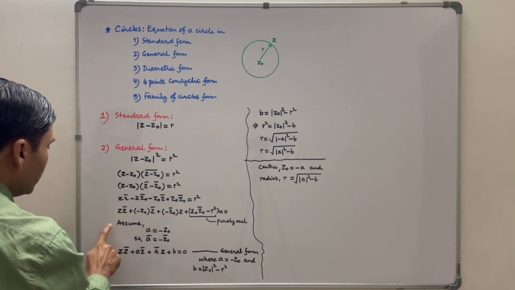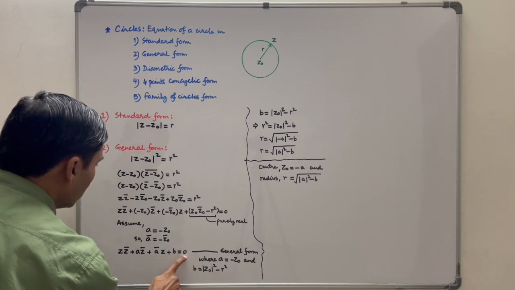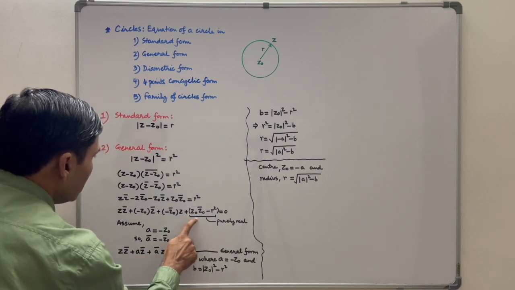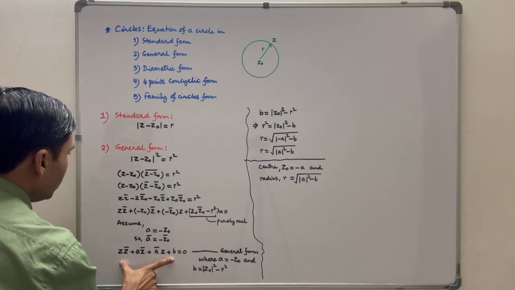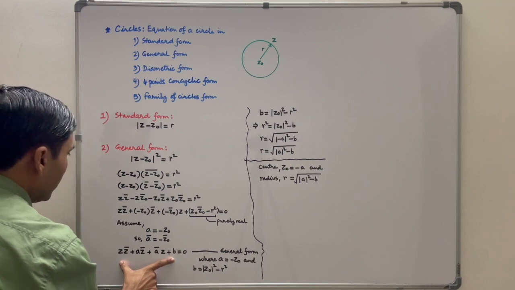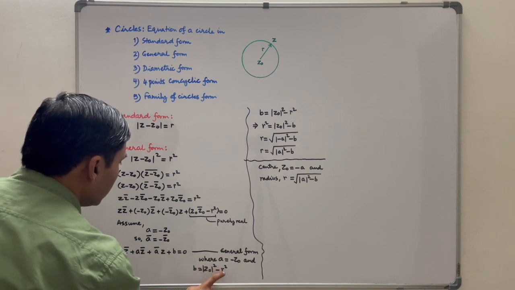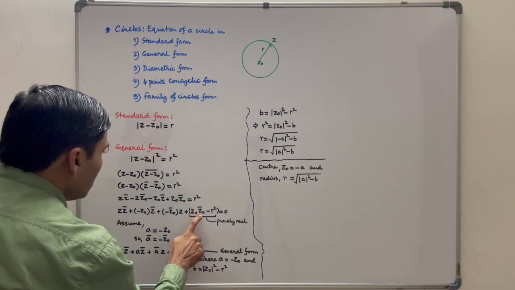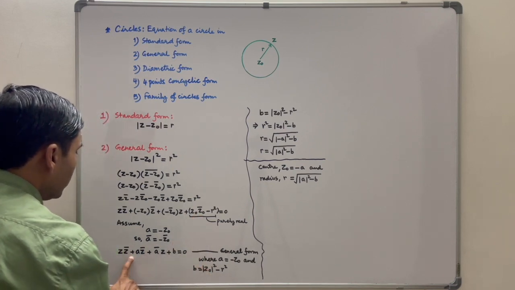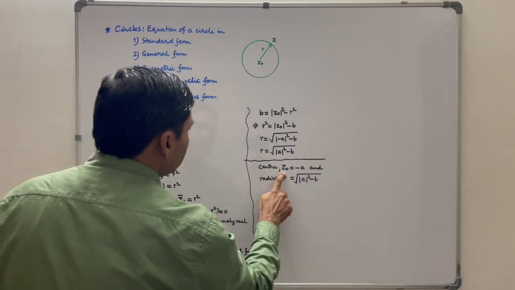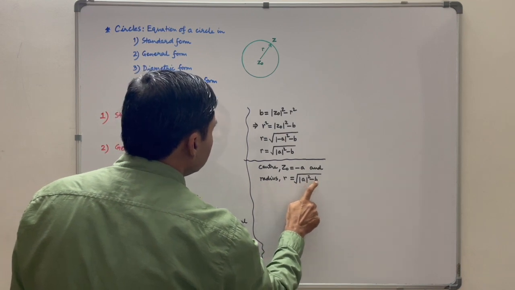So we can write this as Z Z bar plus A Z bar plus A bar Z plus B is equal to 0, where B is equal to Z0 Z0 bar minus R square, which is purely real. This is called the general form of the circle, where A is equal to minus Z0 and B is equal to mod Z0 square minus R square. Z0 Z0 bar can be written as mod Z0 square. So the general form of the circle is this, with center Z0 is equal to minus A and radius R is equal to under root mod A square minus B.